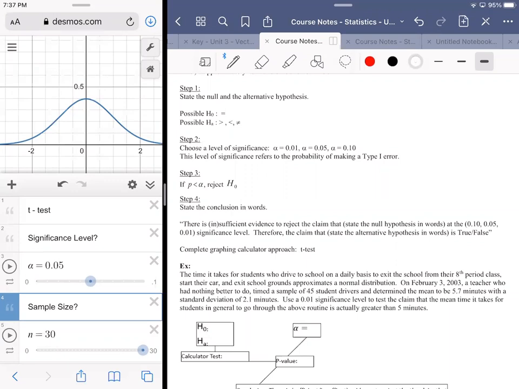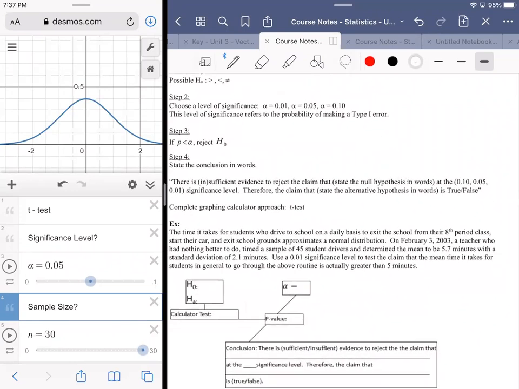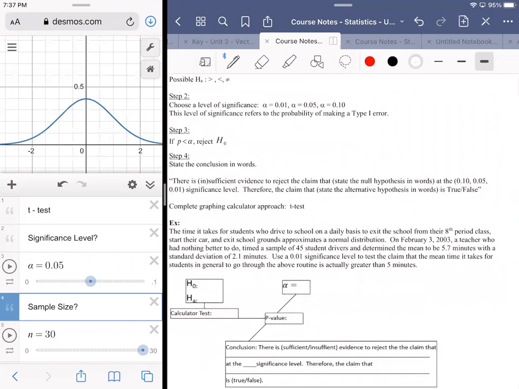So the complete graphic calculator approach, you can see it. It's the Desmos Test Calculator. So let's get into an example. The time it takes for students who drive to school. And by the way, I made this problem up myself, so that's why it seems very particular to a high school. And it's also kind of sophomoric.